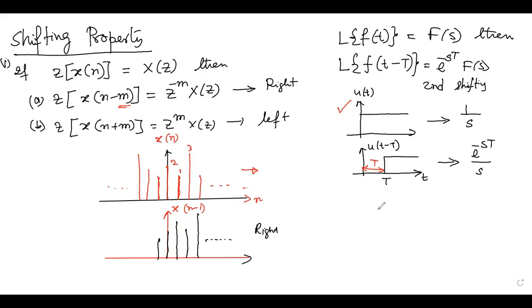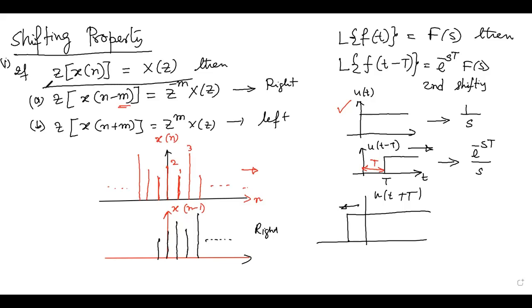Similarly, you have left shifting. We know u(t plus T) is the left shifting. Here the signal is shifted in the right direction, that is the right shifting. Here the signal is shifted in the left direction, that is the left shifting. The same also applies for discrete signals. If the Z transform of x[n] is X(z), then the Z transform of the sequence x[n minus m], that is the signal shifted by m samples to the right, will be z to the power minus m times X(z).